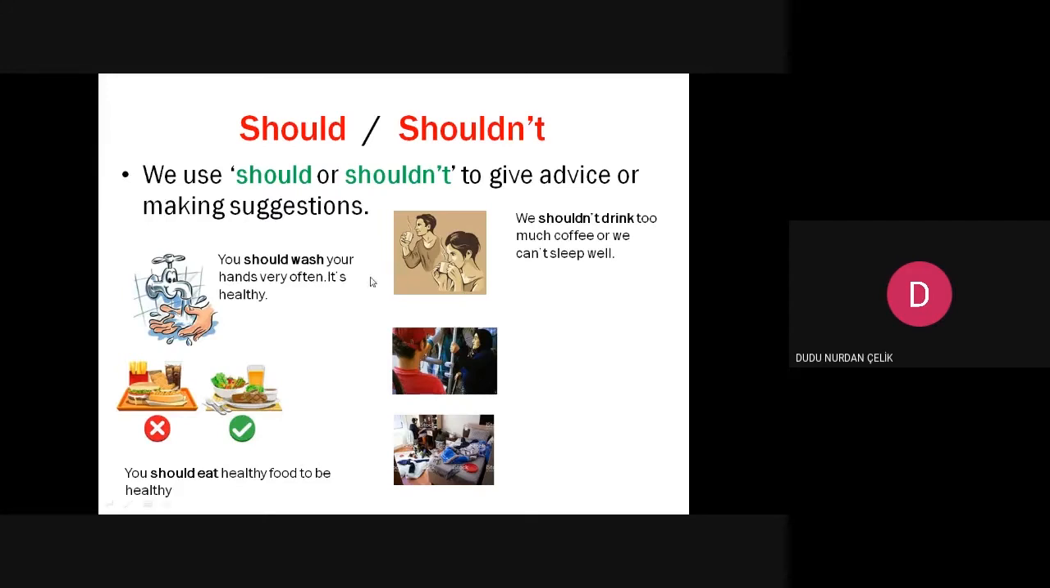Look at this picture. This is a bus. Inside the bus, there is a young boy sitting, and there is an old woman standing. There is something wrong here. We should give him some advice. What can it be? You should give your seat to older people on the bus. Please, you do the same, students.